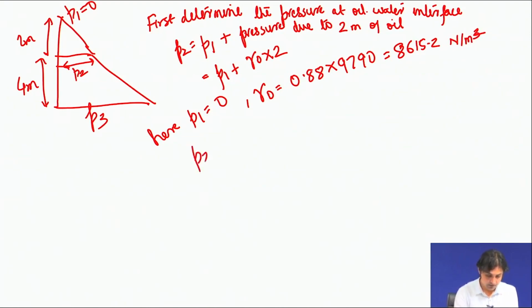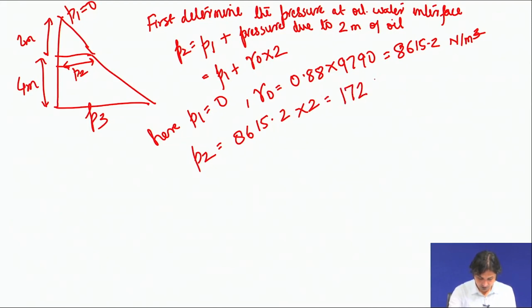So P2 can be written as 8615.2 into 2, that gives us 17230.4 Newton per meter square. You don't have to be very specific about 9790, you can also assume 9.8, so 9800, it's just what I have assumed. That is the first step. Now we must also determine P3.